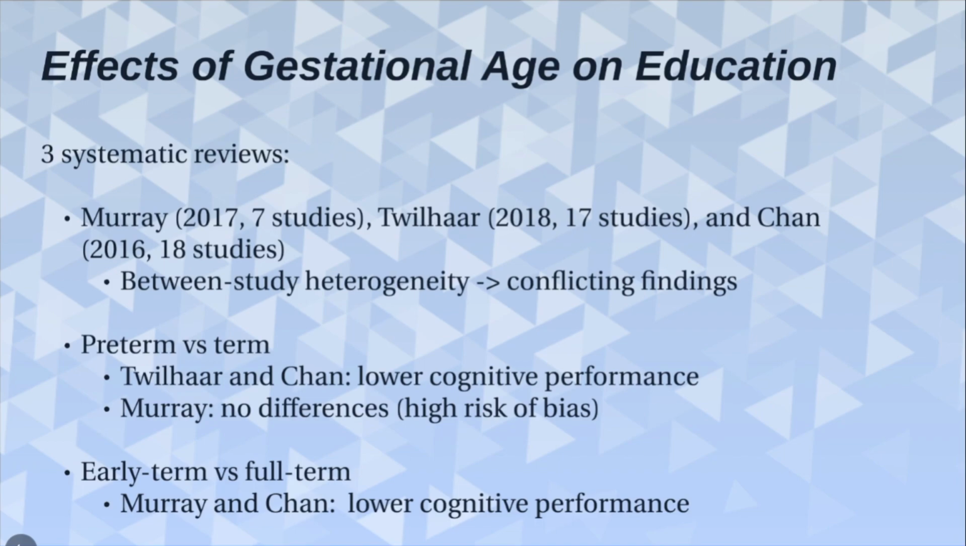Within these reviews, substantial between-study heterogeneity existed, which resulted in conflicting findings. For example, whilst Twilhar and Chan showed that preterm children have lower cognitive performance than their term counterparts, Murray found no differences in these outcomes, though the authors note that the risk of bias was high in the included studies, which may explain the differences. Nonetheless, both Murray and Chan present that early-term children underperformed in most outcomes compared with their full-term counterparts.